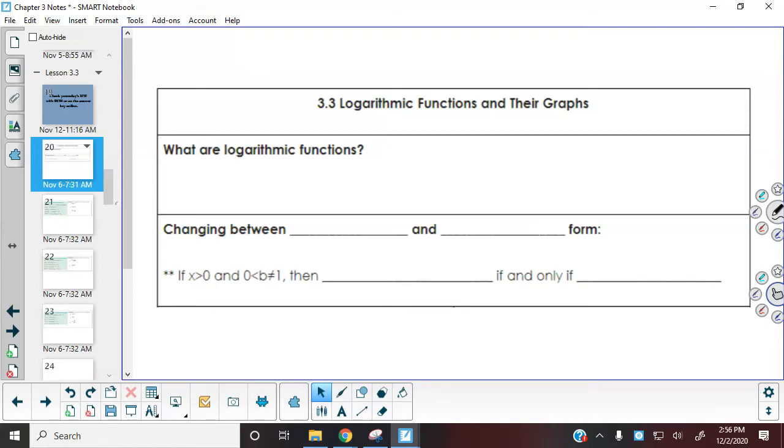So as we are looking at today's lesson, we are looking at logarithmic functions and their graphs. First and foremost, we need to figure out what in the world is a logarithmic function. A logarithmic function is just the inverse function of an exponential function.